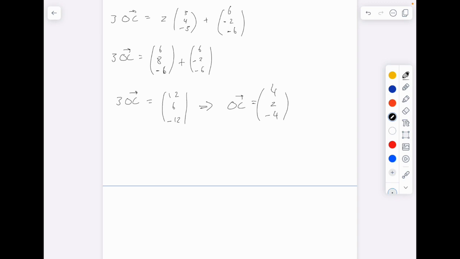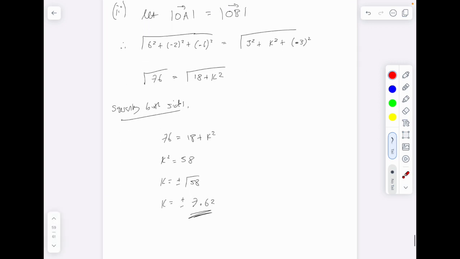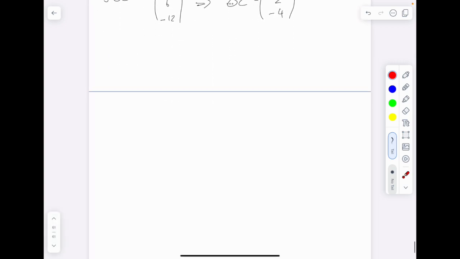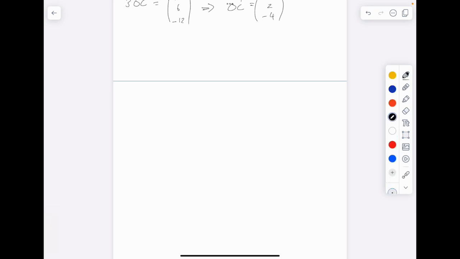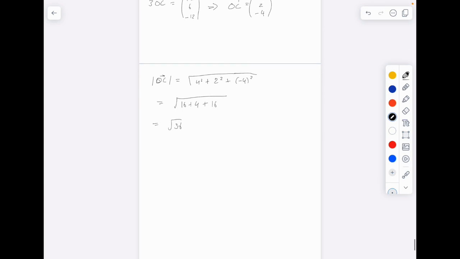Which means that OC is going to equal (4, 2, -4). Brilliant. However, we're not done yet, because remember, what it wants is the unit vector of OC. So to find the unit vector, we have to find the magnitude and then divide by the magnitude. So the magnitude of OC is 4 squared plus 2 squared plus negative 4 squared, which is 16 plus 4 plus 16, which is equal to root 36.